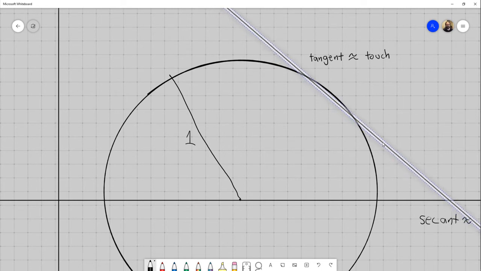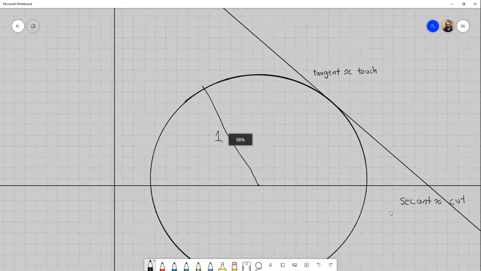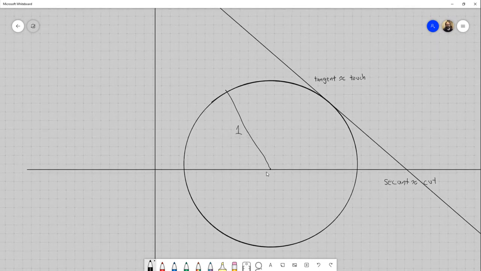If we move this line just so, instead of touching at 2 spots, it touches at just 1 spot. This line doesn't cut through the circle, it just touches the circle. All right? So we have our secant line that cuts through, and our tangent line that touches.